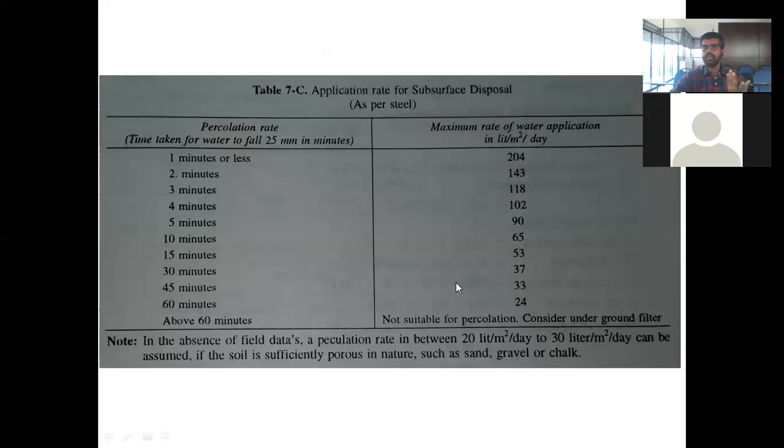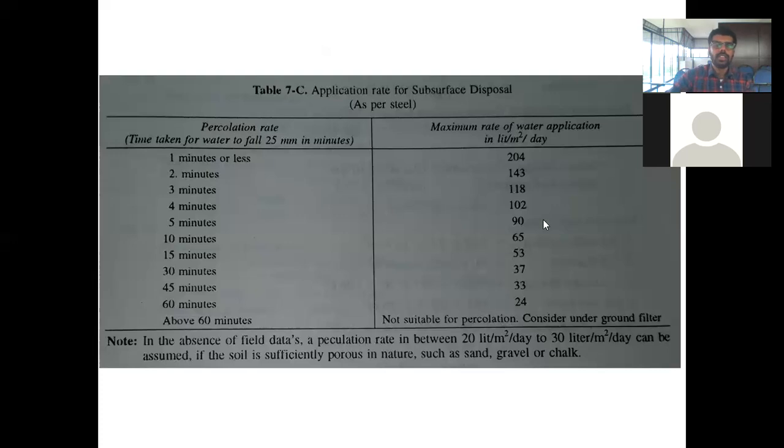So if it is not percolating, what happens if you are putting water into the soak pit every day? It will overflow and spread across your area. So if it is not percolating, you cannot give a soak pit over there.